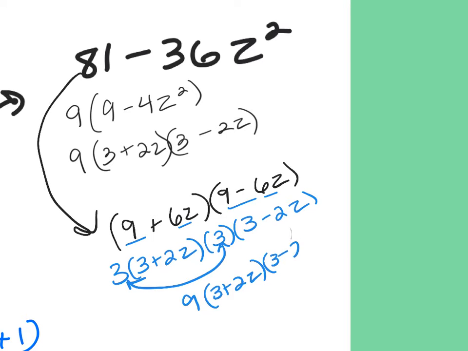You want to make a habit, though, of always checking for the greatest common factor first, because you're going to see when we get to the end and we're putting all of this stuff together, that's the first thing you want to check for: can you take something out from the very beginning?